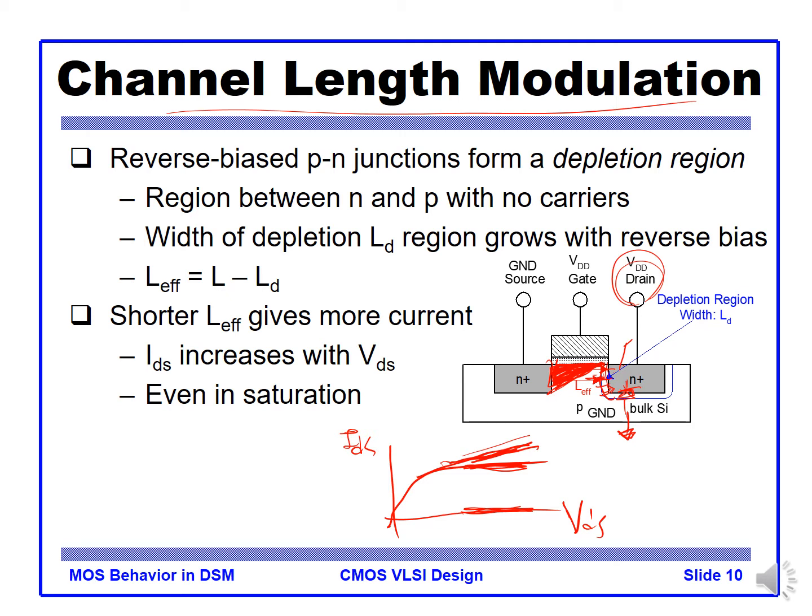depletion region. So the actual width of the depletion region grows with the reverse bias, meaning the higher VDS will make the reverse bias larger. So in that case, the effective channel length is shorter and more current will flow. So a shorter effective channel length gives you more current, so IDS increases with the VDS variation, right? If you increase the VDS, then IDS is larger. So this happens in the saturation region.